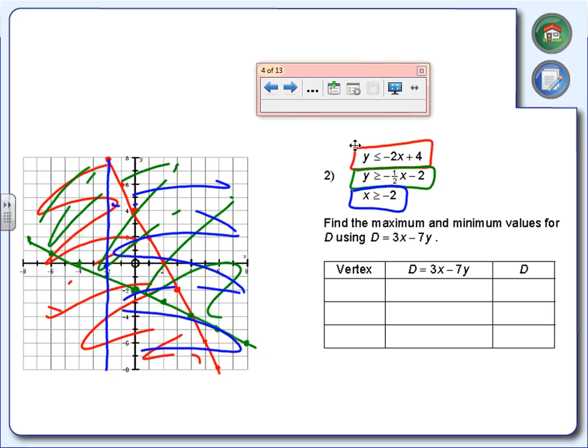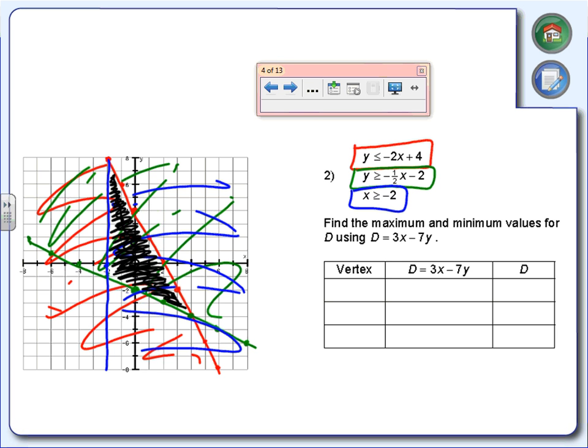Now that we've done all of our shading, we're going to darken in that feasible region, the part where all three colors overlap. Once again, it's going to be a triangle in the middle. Here it is. This is where all three colors meet up. This is what we're calling the feasible region. Now notice these two examples that we've done have been triangles. It's not always a triangle. It depends on how many inequalities we're given.